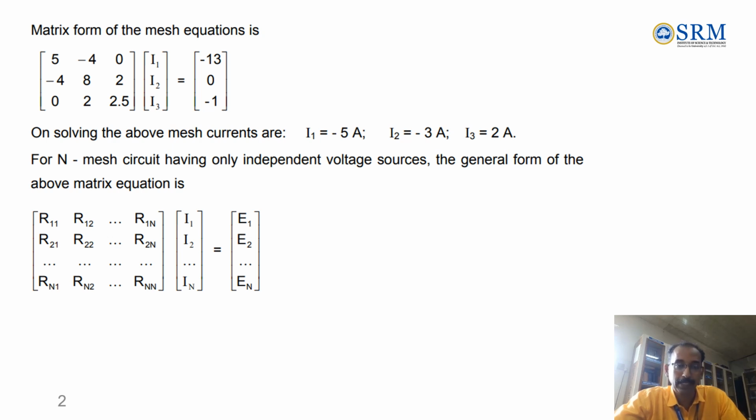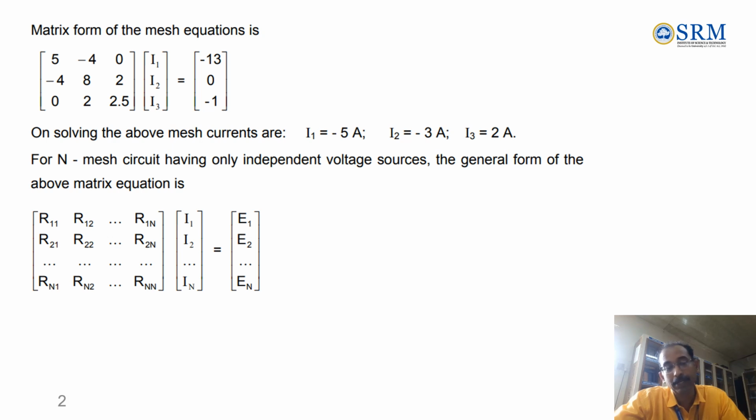So this minus 13 depends on the direction which you are assuming for the current from the voltage. If the current starts from the positive plate and reaches the negative plate, you can substitute plus 13, but as I have assumed from negative plate to positive plate, I have substituted here minus 13.